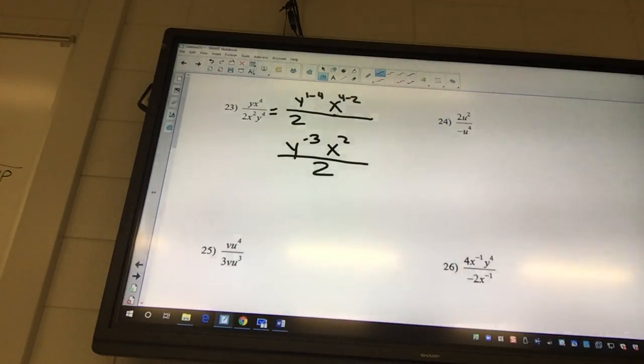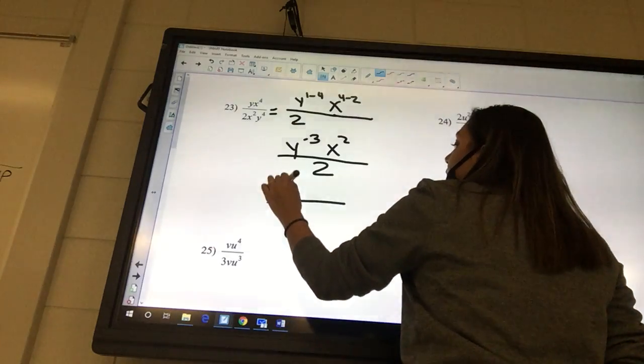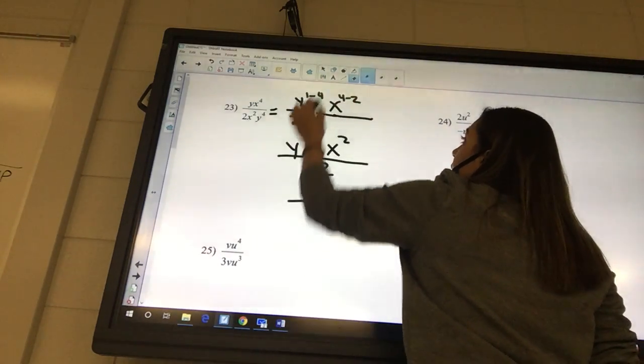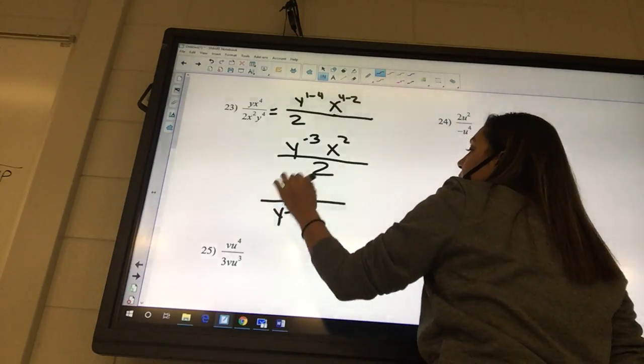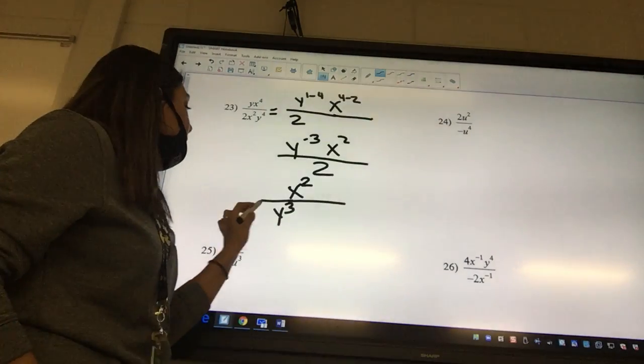Okay, are we finished? No. Why not? Because there's a negative. We got to move that negative. So where does that y to the negative 3 go? Oh, shoot. I'm writing it back on the top. So we got y to the 3. The x to the 2 stays on top. Where's that 2 go? On the bottom.